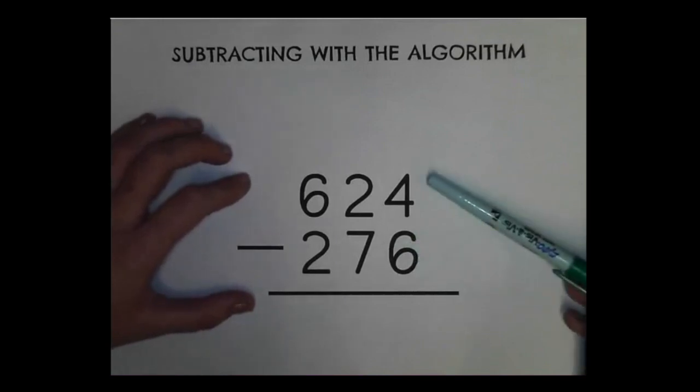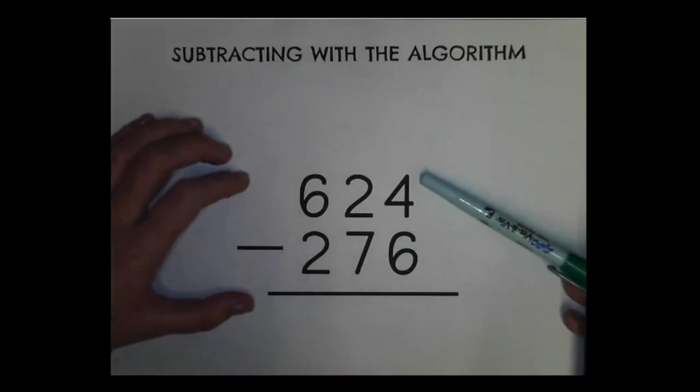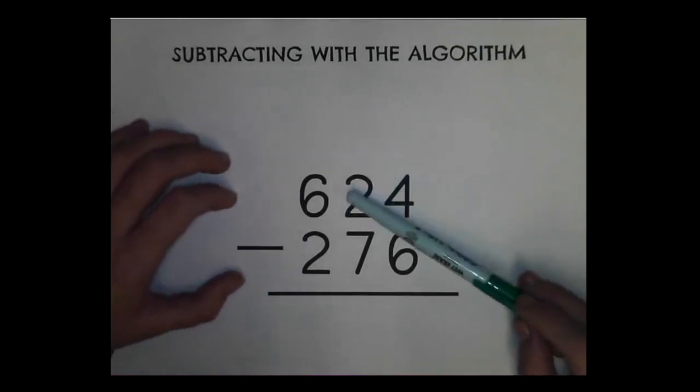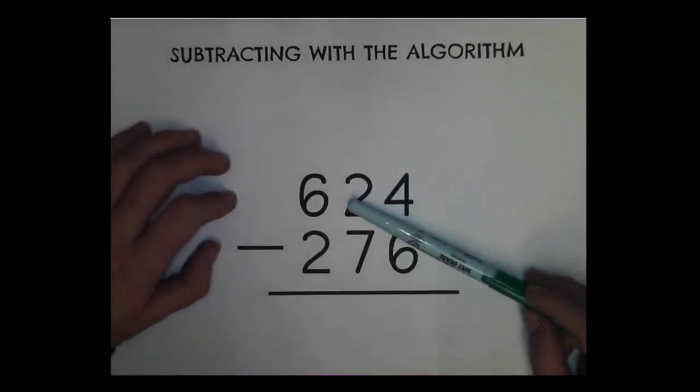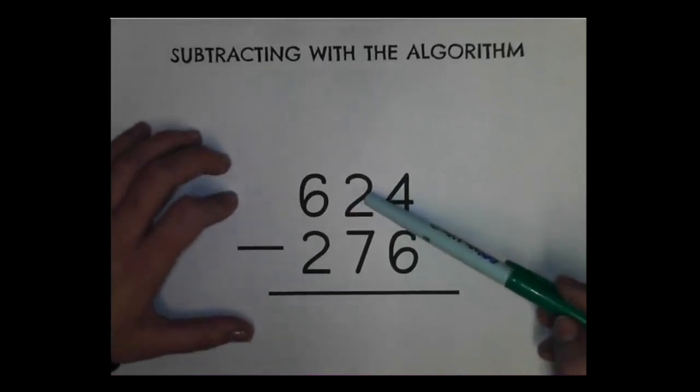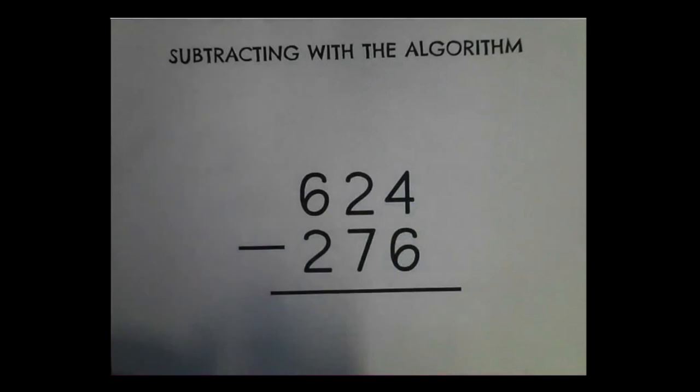What I'm going to do is go to my next place value, and I'm going to borrow from my 10s. Because this 2 really means I have 2 groups of 10. So I'm going to take one of my 10s, and now that I took one of my 10s, I have 1 ten left.